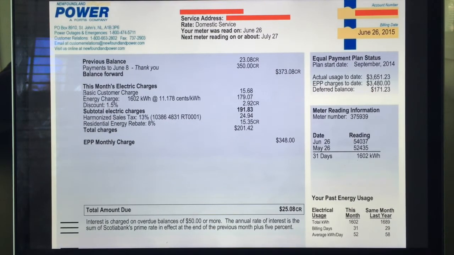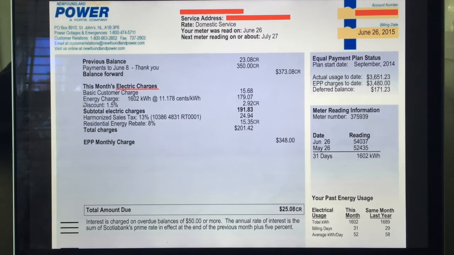So the next section down here shows you what your actual electric charges were for this billing period. So you can see that you have a basic customer charge of $15.68. This is a flat rate that you will always receive every month to be connected to the grid, regardless of how much electricity you used. It's your basic customer charge.